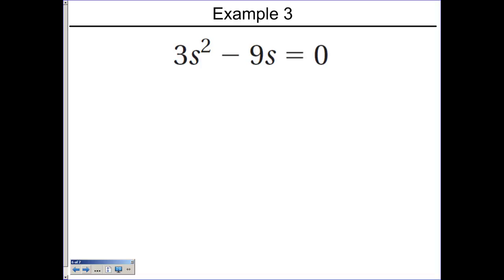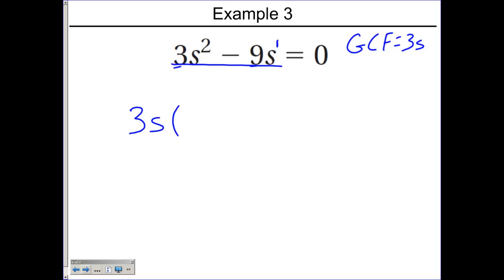Example 3, sometimes we want you to solve for the variable. What value of s causes this equation to equal 0? And sometimes we have to factor before we can actually solve it. So let's find the GCF of these two numbers. Well, let's look at the 3 and the 9. Well, they have a greatest common factor of 3. And the variables, s to the second and s to the first, take the smaller one, so 3s. So I'm going to factor a 3s outside.